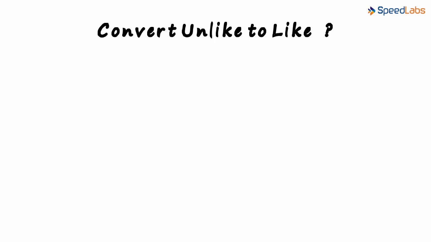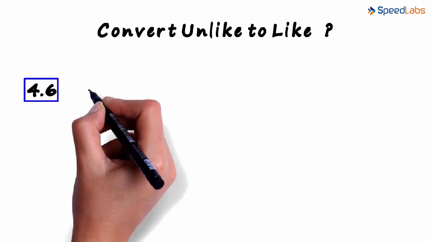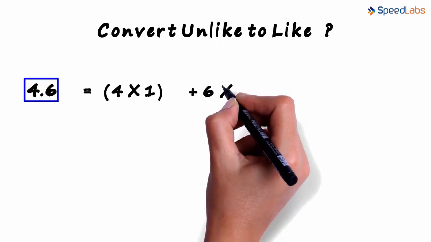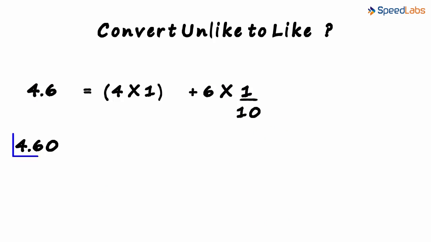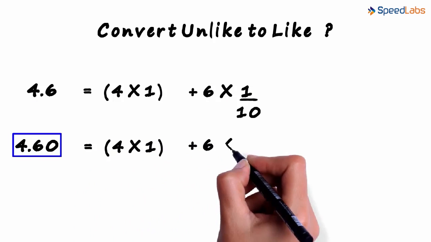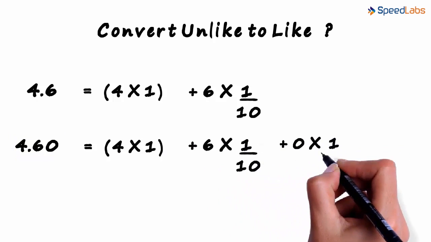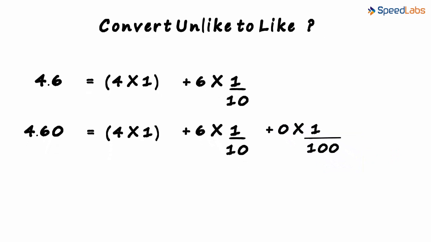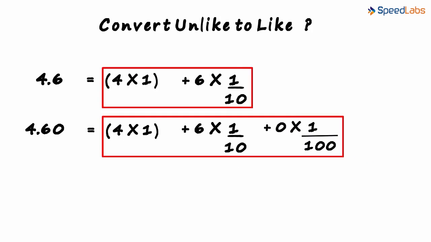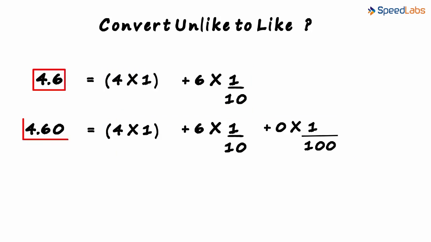To understand that, we need to understand a very simple concept. Look at the number 4.6. 4 is in the ones place and 6 is in the tenths place. So this number can be written as 4 times 1 plus 6 times 1 by 10. Now look at 4.60. With the same logic, this can be written as 4 times 1 plus 6 times 1 by 10 plus 0 times 1 by 100. 0 multiplied by any number is always 0. So essentially, this value is equal to this value, which means 4.6 and 4.60 have the same numerical value.